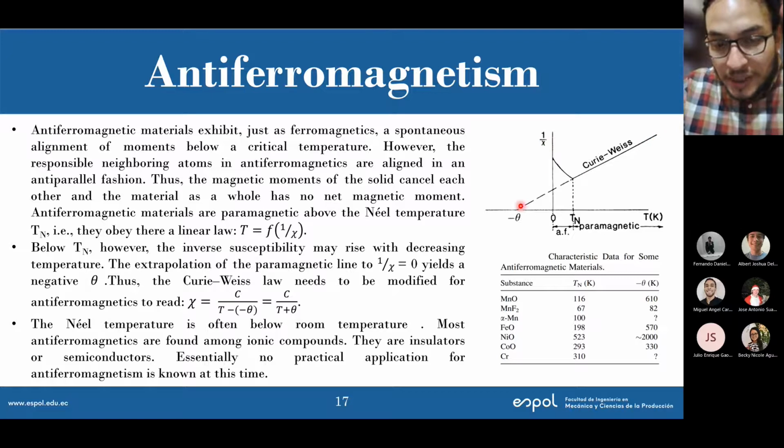So this is below the Néel temperature, but once they reach the Néel temperature, they follow this linear relationship between temperature and the inverse of susceptibility. And this is known as the Curie-Weiss law, the linear relationship, okay, above the Néel temperature. So as we see, below the Néel temperature, the inverse susceptibility rises with decreasing temperature, right?